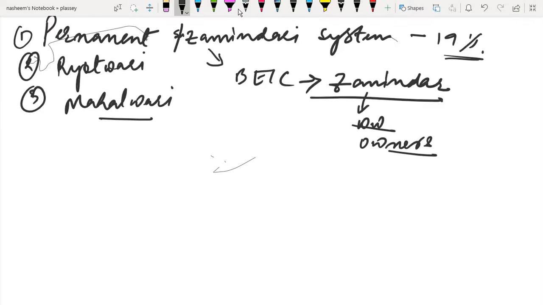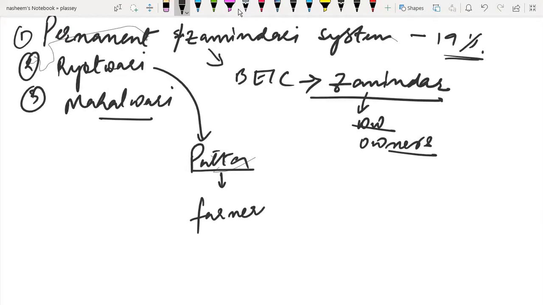Zamindars were the owners. Then came the rayatwari system. In the rayatwari system, the permanent patta was given to the farmers, the peasants. The peasants and the farmers, the ones who were cultivating the land, were made the permanent owners of the land, and the British used to collect the tax from the farmers. In the Permanent Settlement Act the British used to collect tax from the zamindars; in the Rayatwari system, the British used to collect the money from the farmers.